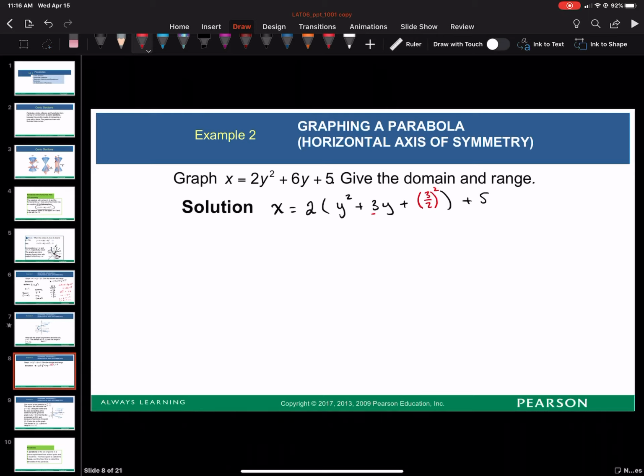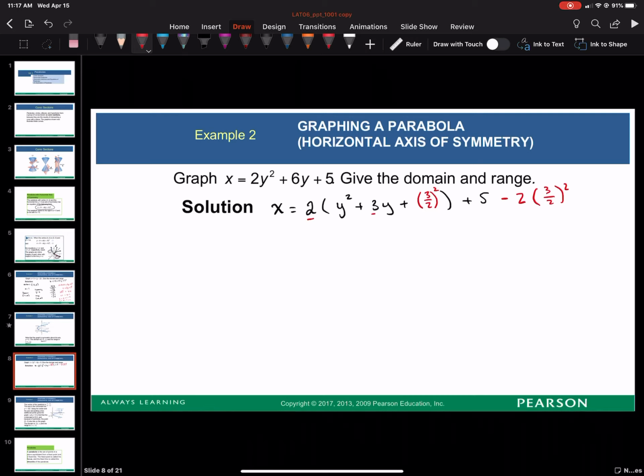Now, keep in mind what you do on the inside, you have to do on the outside. So this is going to be minus, all right? Now, since we have a 2 here, we have to keep in mind we have to do 2 times 3 halves squared. So it's going to look a little different. Now, I went ahead and put the minus there. You might see them use the minus on the inside. I'm using the minus on the outside, all right? So let's look at it.